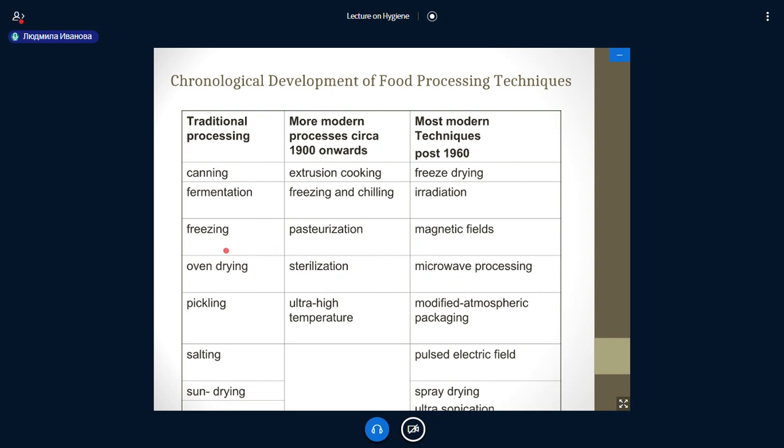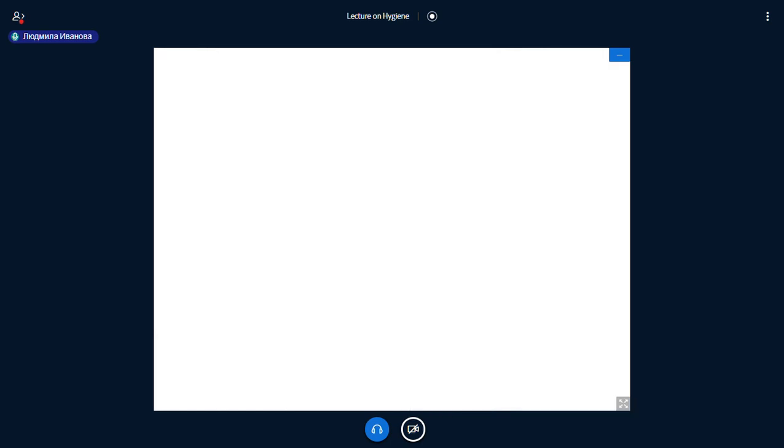Freezing, pasteurization, and now magnetic oven drying, sterilization, and now microwave processing. Pickling, ultra high temperature, and modified atmospheric packaging. So, in order to avoid pickling with salt and so on, you can go and treat it.